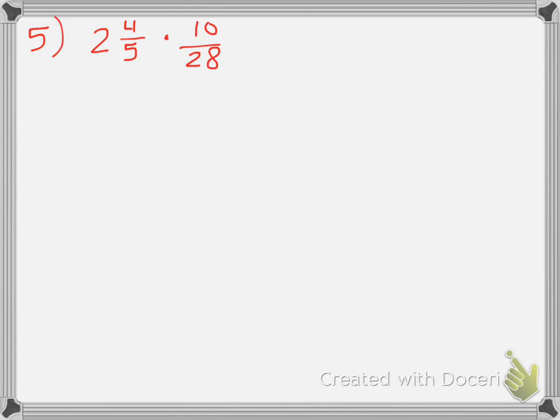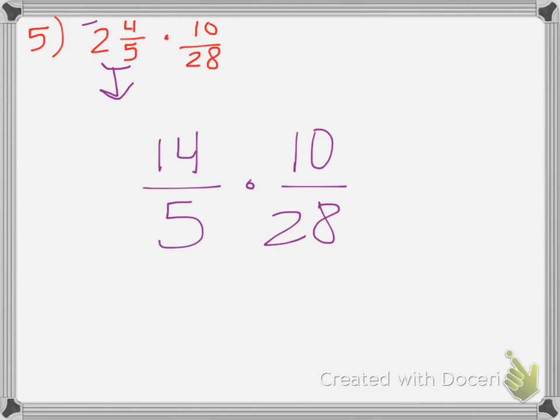Next one, first thing you want to do, turn that into a fraction. 5 times 2 is 10, plus 4 is 14/5, times 10/28. Check to see if you can simplify.